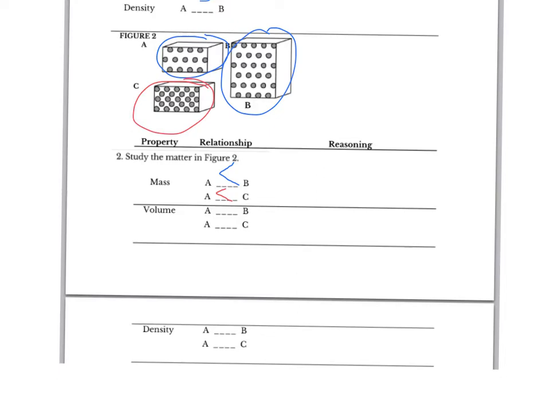Volume-wise, A and B are exactly the same, so those are equal. And A and C are equal. But if we look at density, the amount of packing in that same amount of space, A and B have about the same amount of packing, or the same amount of particles in a given space. But A and C, A has far less particles in the same amount of space.